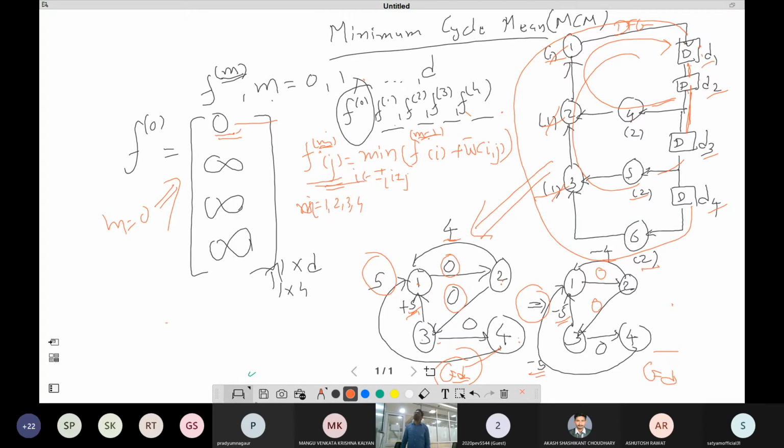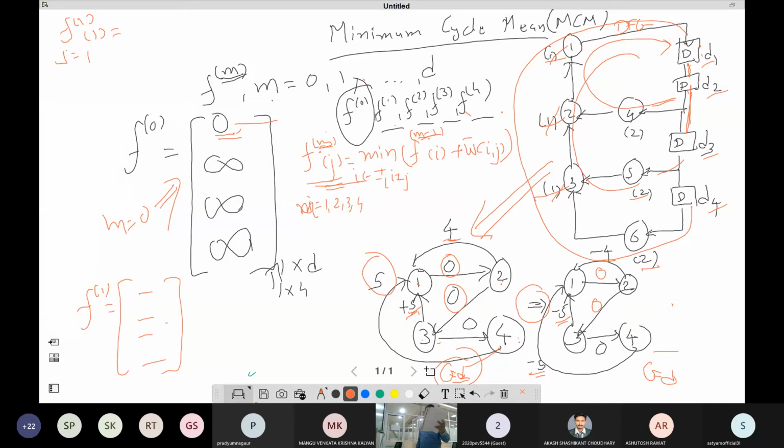Now let's consider I am interested in f of 1. For f of 1, again there are 4 different elements. So for f of 1, I need to find the first, second, third, fourth. How can you find it? Let's find f of 1, 1. Let's write it down, f of 1, 1. So j I am putting as 1.